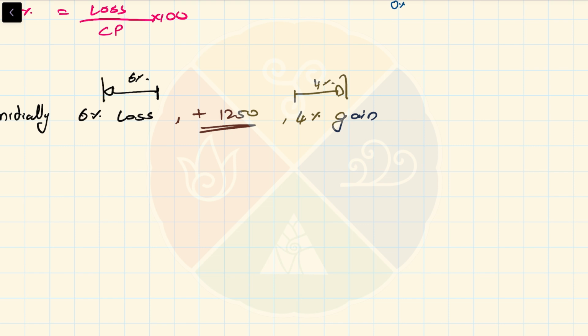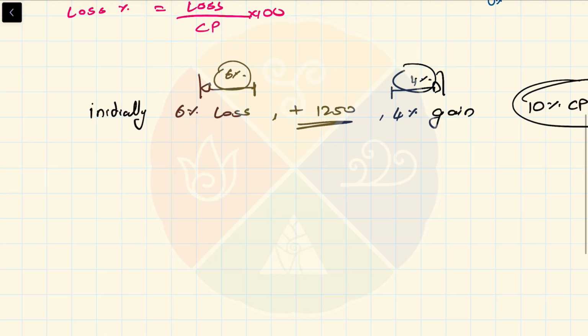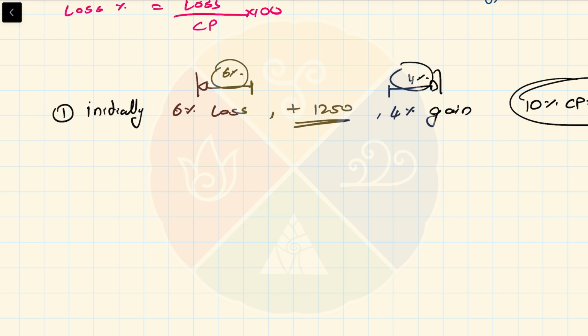Total change will be 6 plus 4, 10 percentage of cost price is 1250. Solving this, you will find the answer of cost price. Now this is type 1.